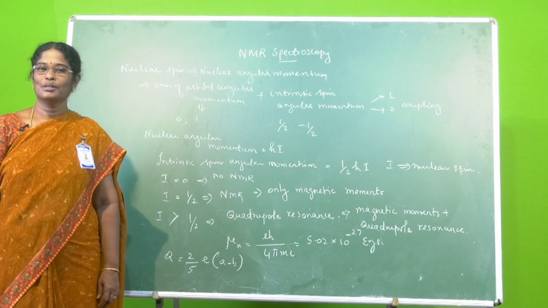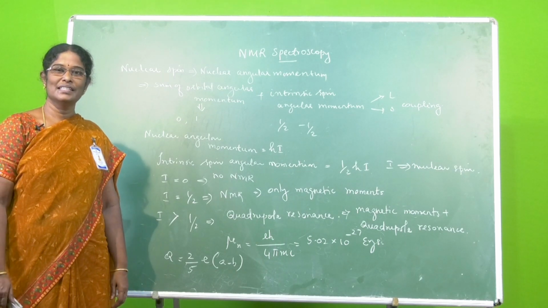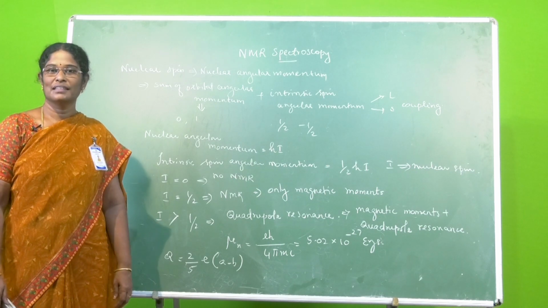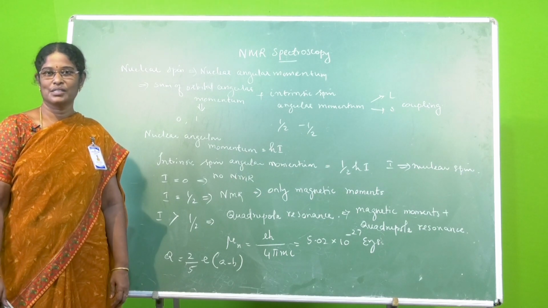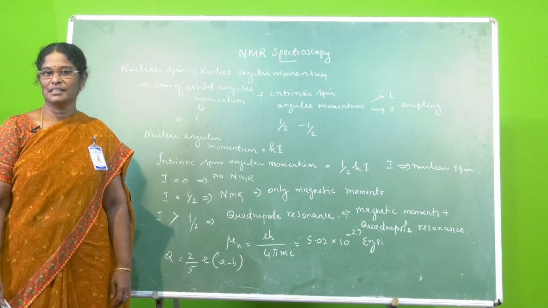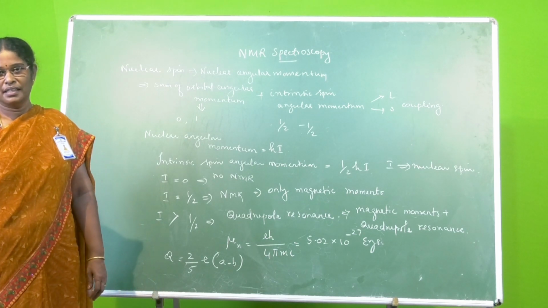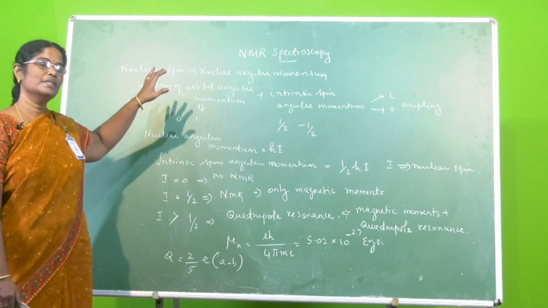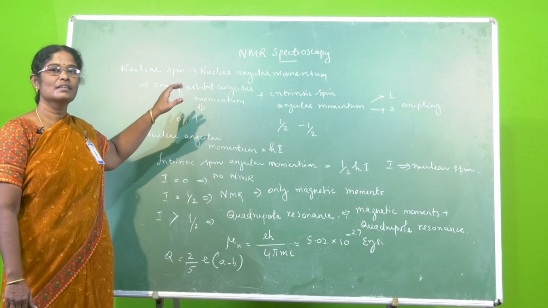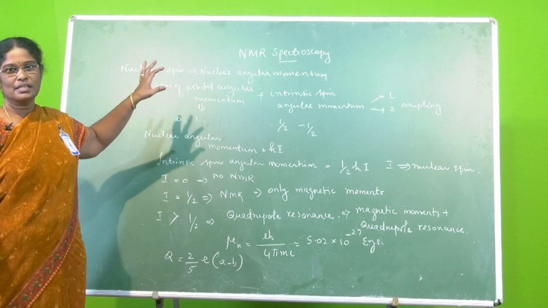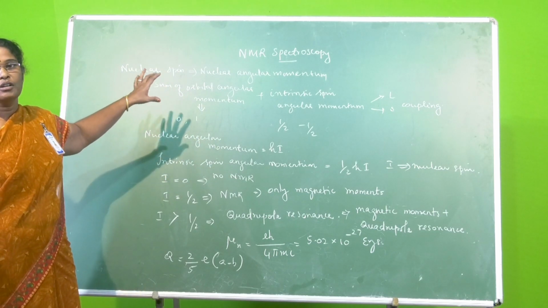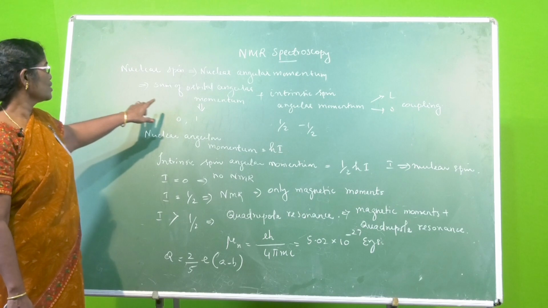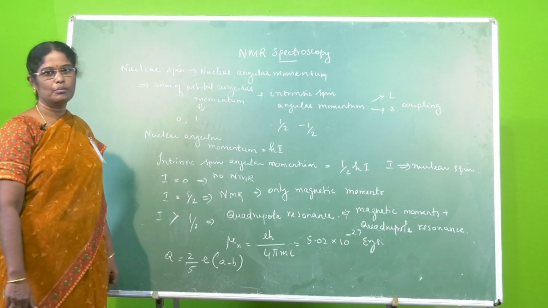Today's class we will deal with NMR spectroscopy, which is mainly concerned with nuclear magnetic resonance and the spin interactions. As we understand in nuclear magnetic resonance spectroscopy, every nucleus is associated with a spin. As a consequence of spin, magnetic moments arise. The angular momentum is a vectorial sum of the orbital angular momentum as well as the intrinsic spin angular momentum.